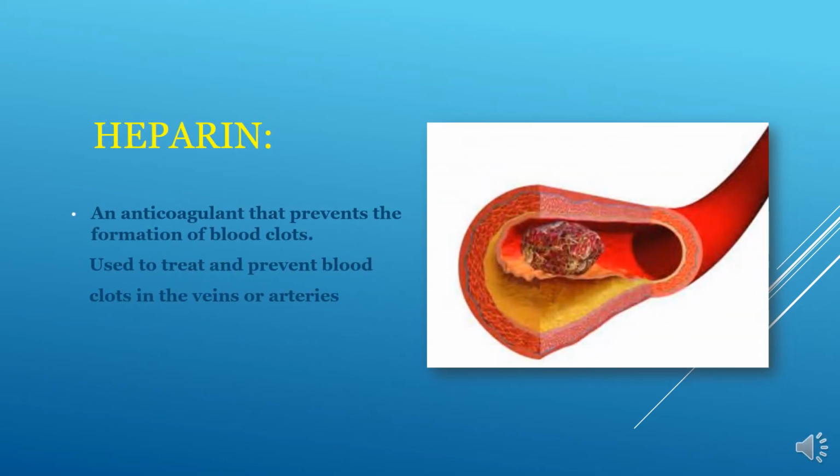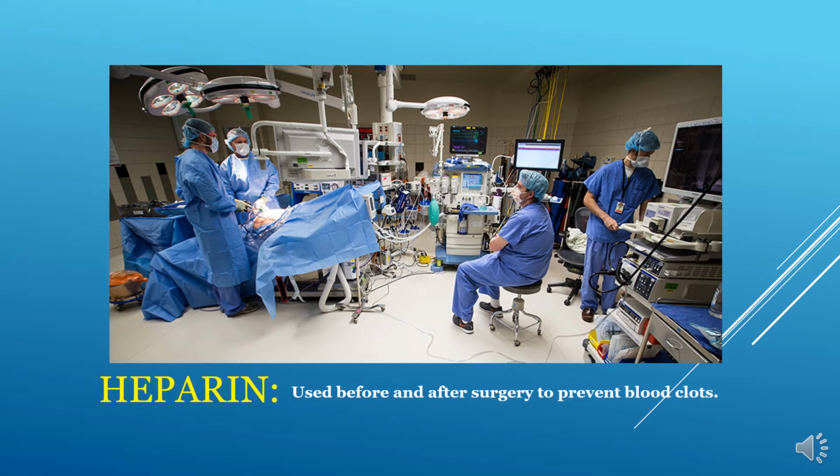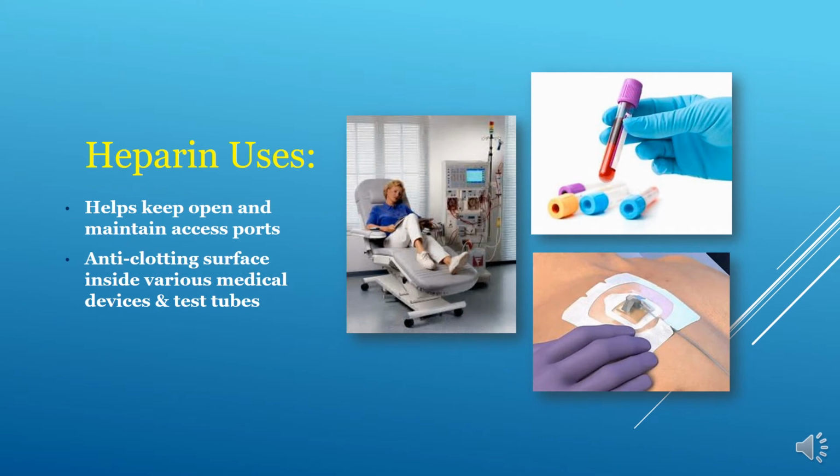Let's start with the definition. Simply stated, heparin is an anticoagulant that prevents the formation of blood clots. Heparin is used to treat and prevent blood clots in the veins or arteries. Heparin is also used before and after surgery to reduce the risk of blood clots. Heparin is used to help keep open and maintain access ports for therapeutic treatments.